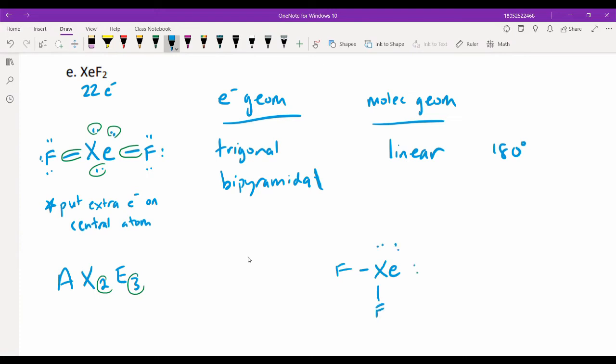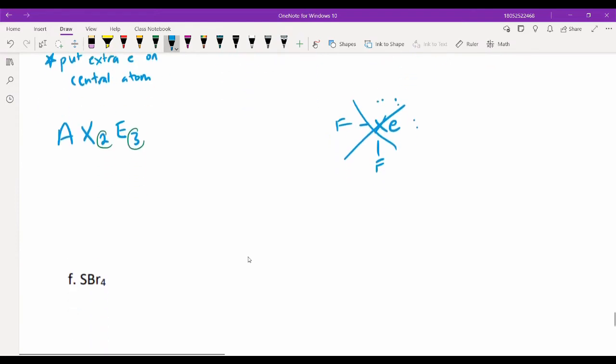So in the actual Lewis structure, it's fine. But again, in the actual 3-dimensional shape of it, it's not going to be bent or something like that. It's going to be linear, which again will be important for things like polarity.